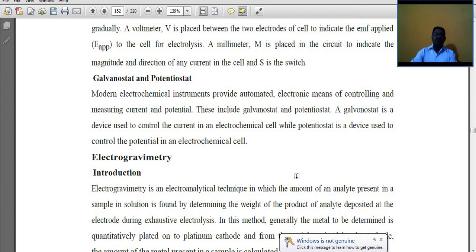The galvanostat and potentiostat. The modern electrochemical instruments provide automated electronic means of controlling and measuring current and potential. These include galvanostat and potentiostat. A galvanostat is a device used to control the current in an electrochemical cell, while potentiostat is the device used to control the potential in an electrochemical cell.